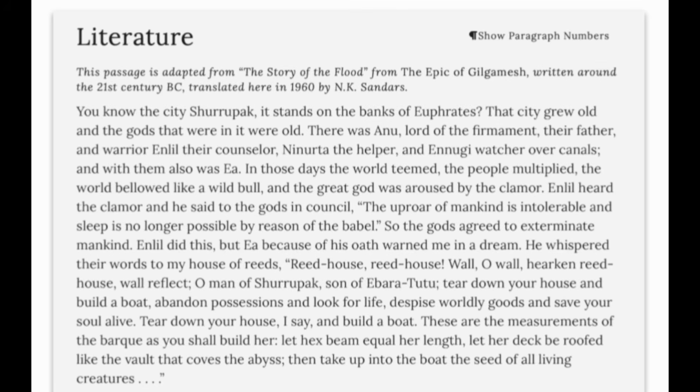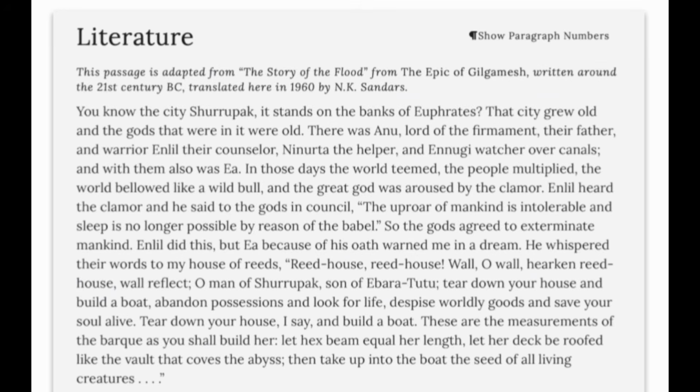Okay, Nat, we got to talk some vocab here in this sentence. What does it mean to teem? It says in those days the world teemed. I think it means it's filled to the brim. Yeah, absolutely, filled to the brim with people, right? And that makes sense when it says the people multiplied after that.